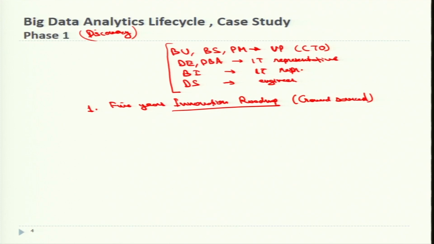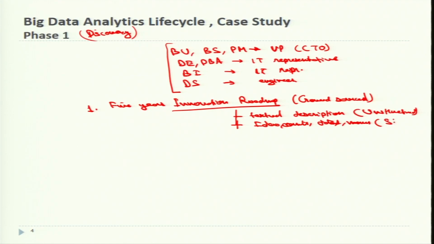So, as a result, the data became a combination of unstructured content, that is textual information, textual descriptions, and structured data, that is the idea counts, then submission dates, names. These all became structured data.